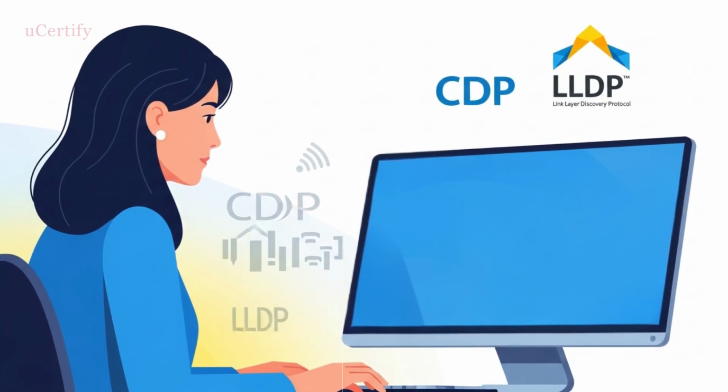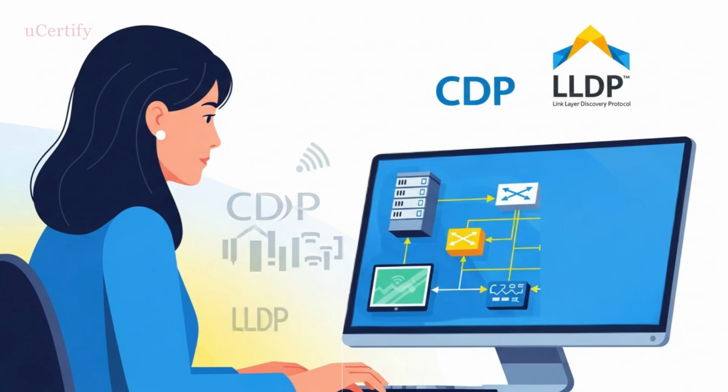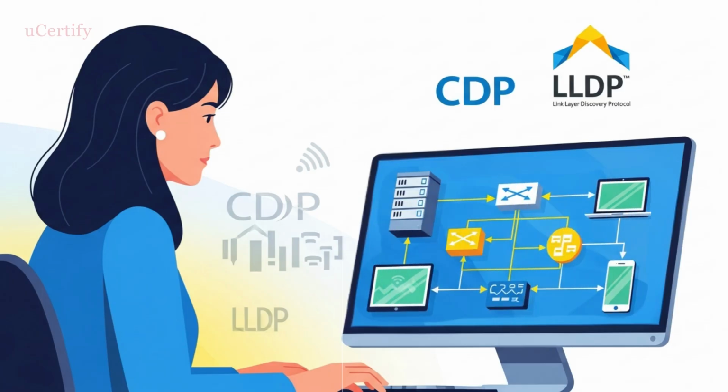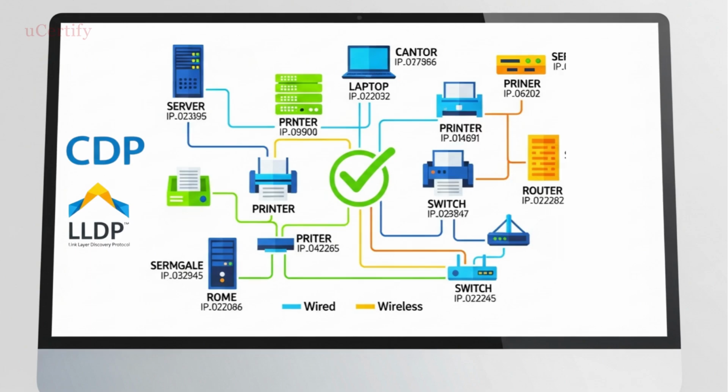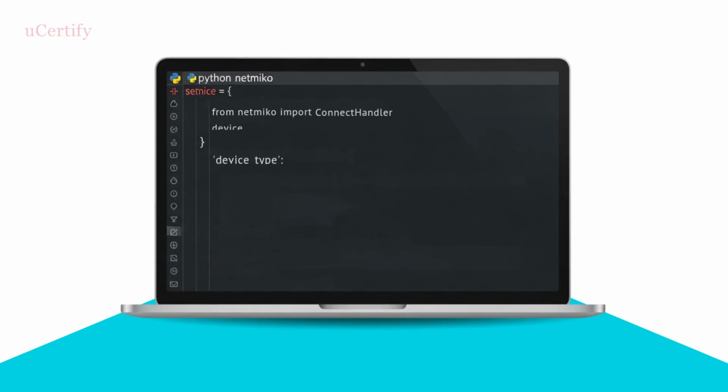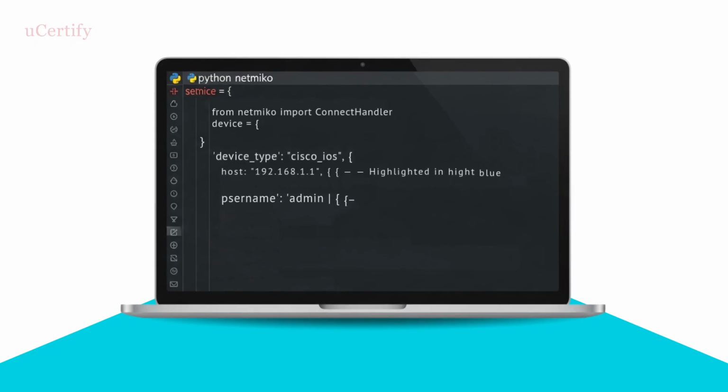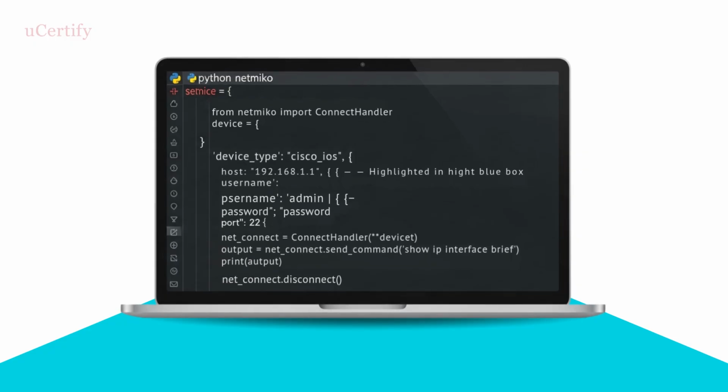Cisco Discovery Protocol and Link Layer Discovery Protocol are Layer 2 protocols that can automatically discover directly connected devices on your network. By leveraging CDP and LLDP, you can create dynamic and accurate network maps, improving troubleshooting, security, and overall network management. First, use Python and network automation libraries to establish a secure connection to your network devices.